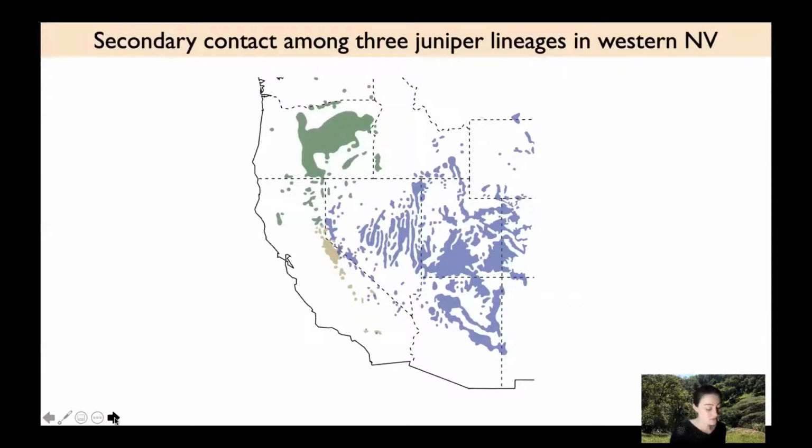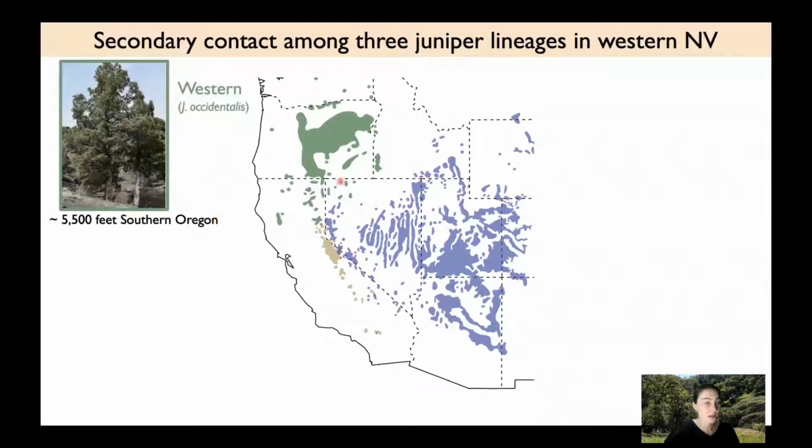The focus of much of my research is centered in Western Nevada, where three distinct juniper lineages are experiencing secondary contact. Juniper is an underrepresented genus compared to other Western conifers in terms of their population genetics, and these three junipers are no exception, despite occurring over large geographic areas in the West.